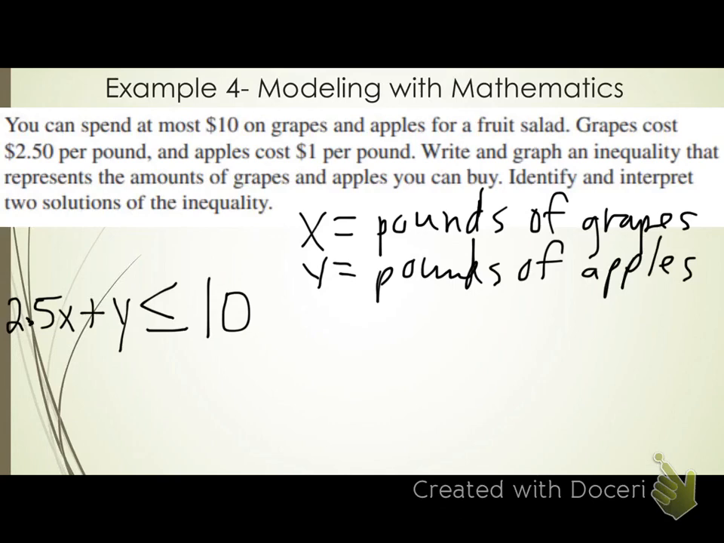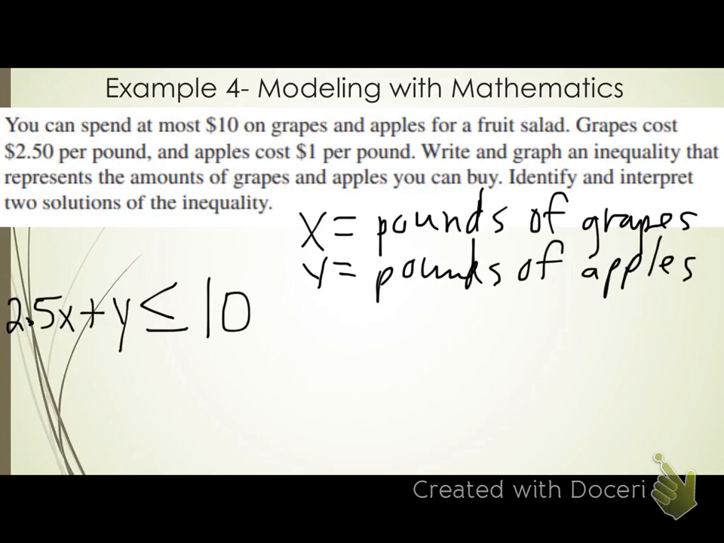The price per pound of grapes times the amount of pounds of grapes I get, plus the price per pound of apples times the amount of apples I get. That's my total. Has to be less than or equal to $10. Everyone okay with how I got that? It wants us to graph it as well.